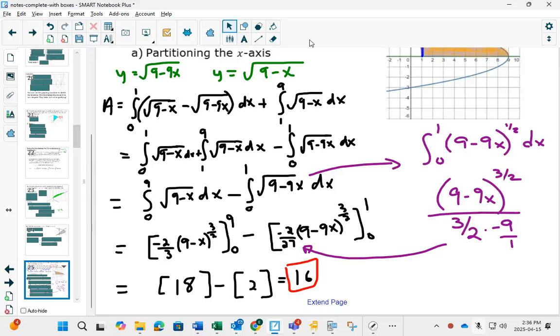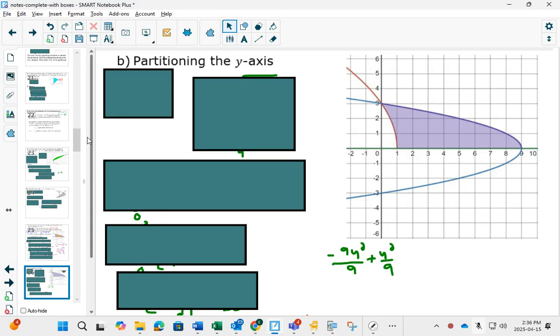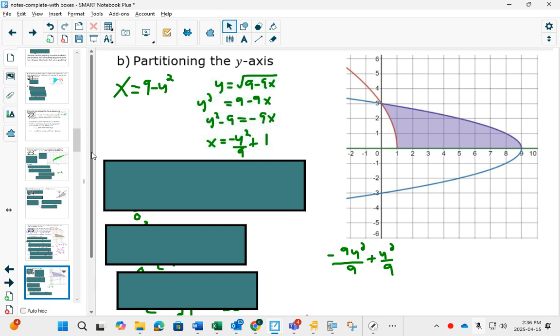We could have also done this one by partitioning the y. So now, what we need to do is we need to get both equations x equals. So this equation that was y equals, you'd have to square both sides, and then move things over to get the x by itself. So you get x equals negative y squared over 9 plus 1.